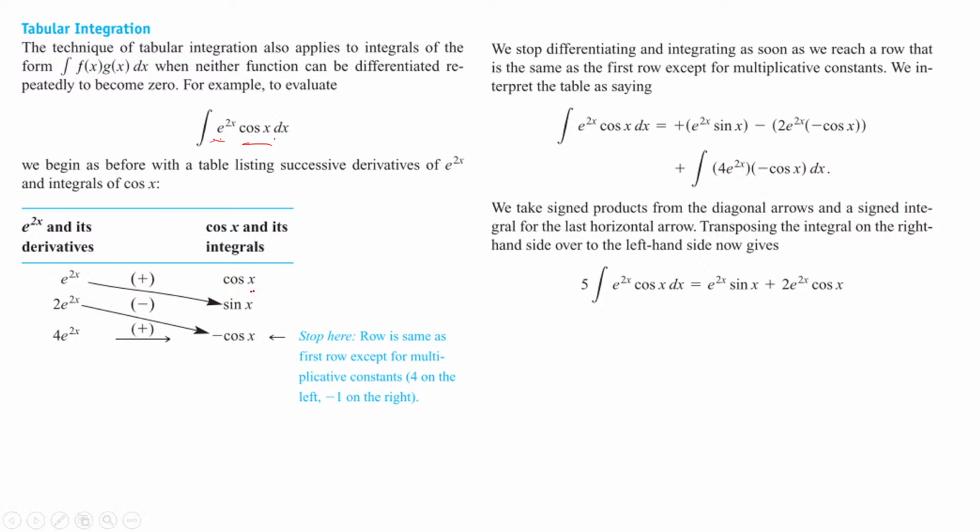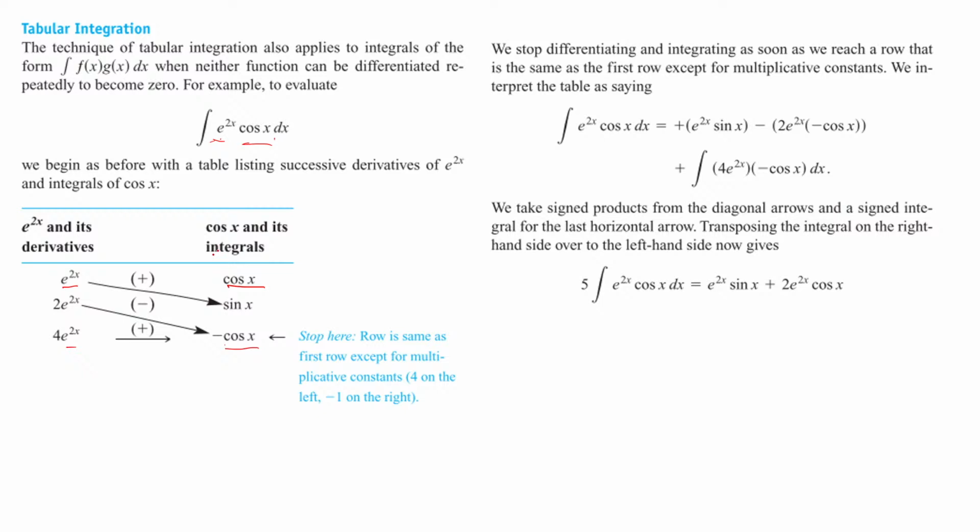In this case, you start with the same process. e power 2x. If you differentiate, 2 e power 2x; if you differentiate this again, 4 e power 2x. This one, if you integrate, you get sin x. If you integrate again, minus cos x. So you stop at a point where you get the base functions again. Don't worry about the coefficients. Agreed? You got cos x back, you got e power 2x back.